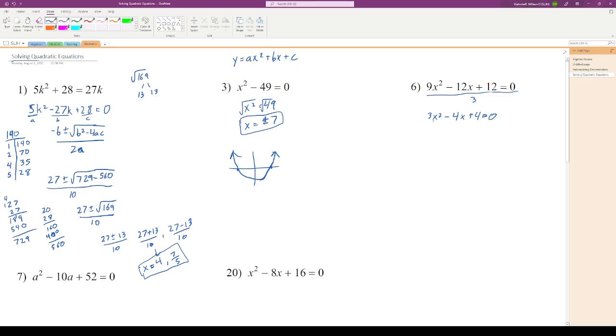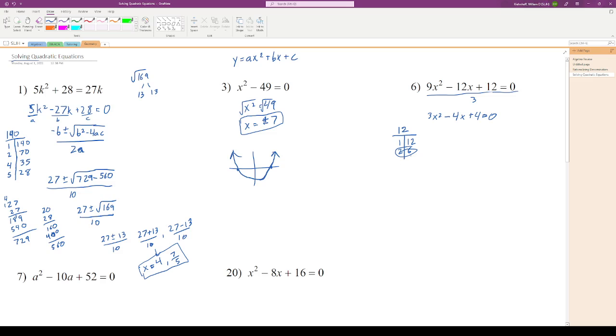Now, again, I can't use completing the square, or I could, but I don't want to because my a term isn't equal to 1. We'll see an example of that in number 7 next. So again, just like the first problem, we're back to either factoring or quadratic formula. So let's see if we can factor this first of all. We're going to try to find two factors of a times c, that's 12, which subtract, because there's a minus here, to make 4. So our factors are 1 and 12, those subtract to make 11. 2 and 6, those subtract to make 4. So those are our correct factors.